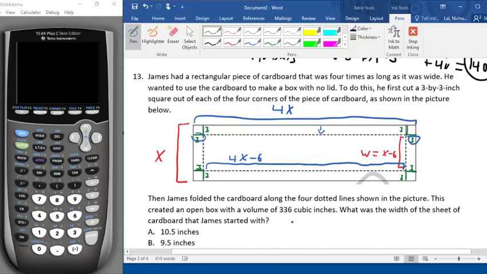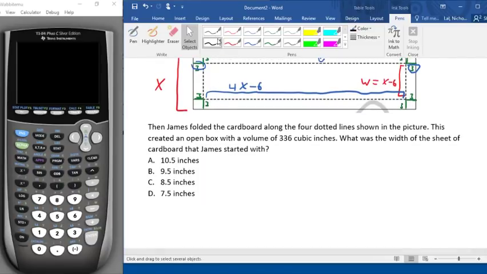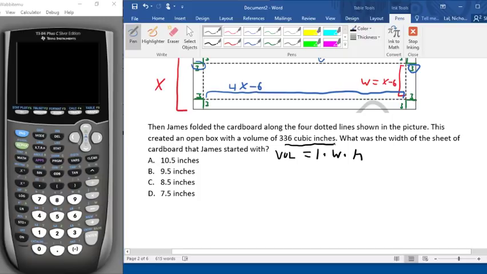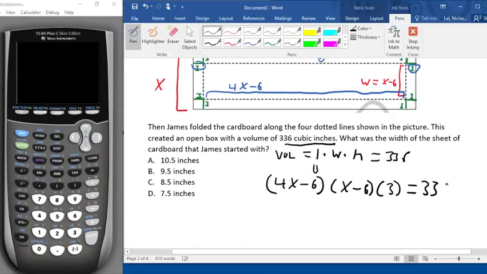And so volume is going to be equal to length times width times height. But it says the volume right here is 336 cubic inches. So the length times width times height is equal to 336. So the volume is the length, which is 4x minus 6, times the width, which is x minus 6, times the height, which is 3. And that's all equal to 336. And so this is an equation we can plug into our calculator.